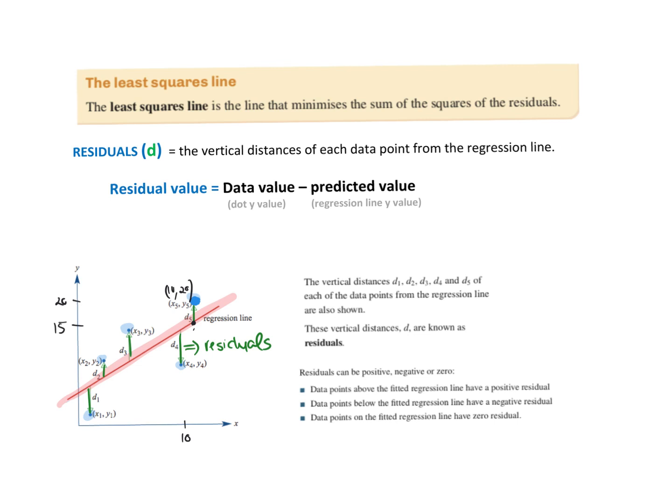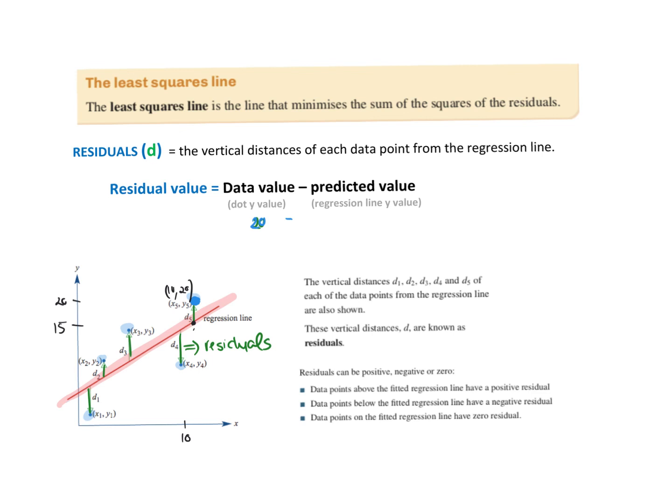So when they are working out the residual value, it's the dot value. So what was the Y value for that first one? I would say, all right, it was 20, yeah? And then it says what was the line? What did it predict on the same X?